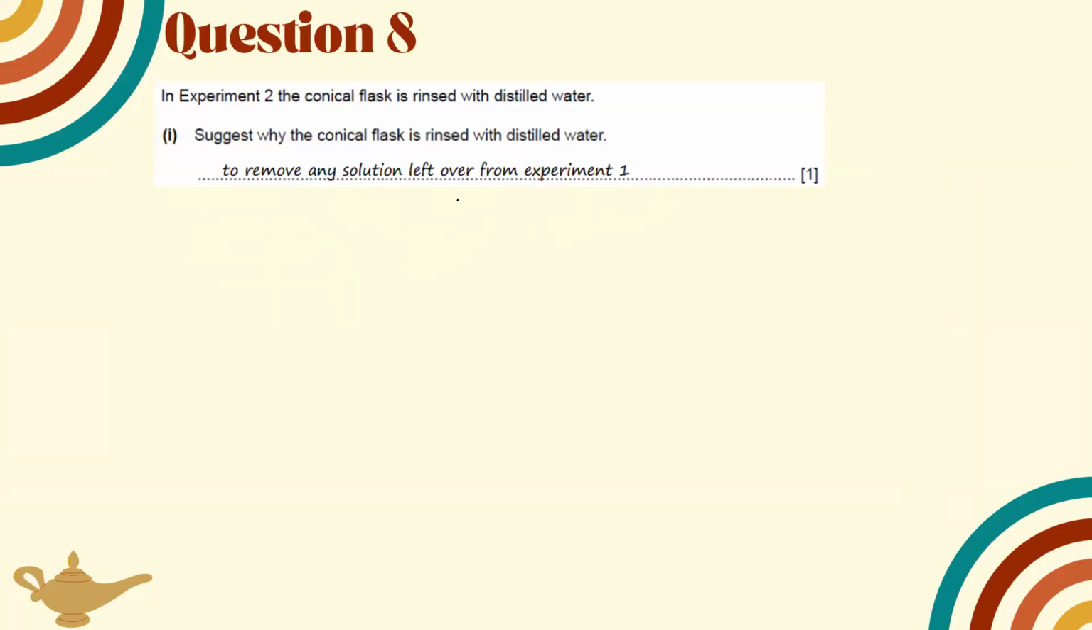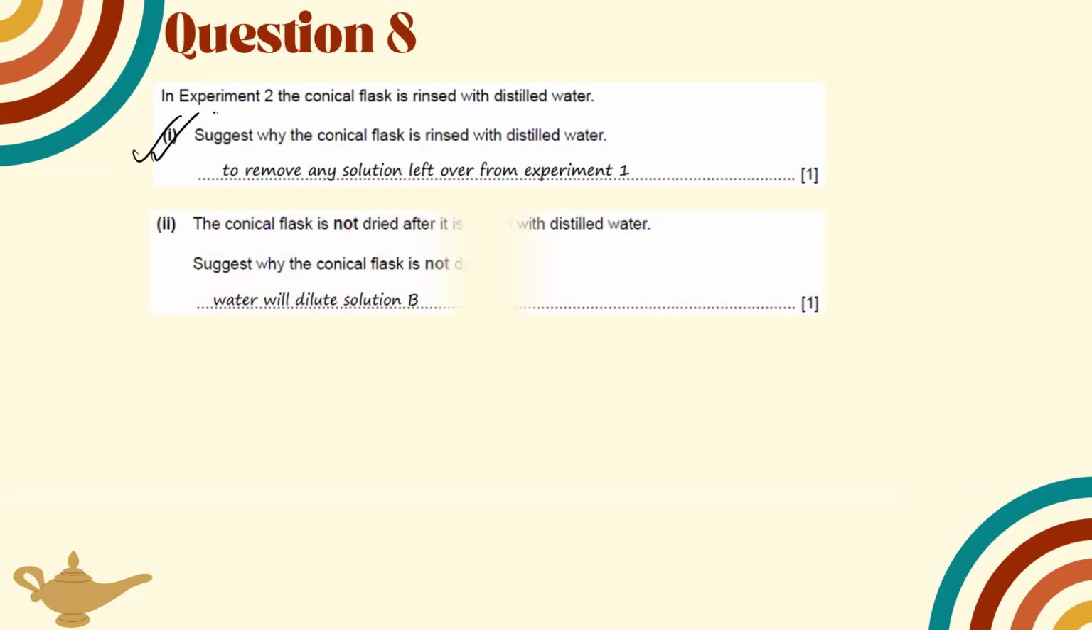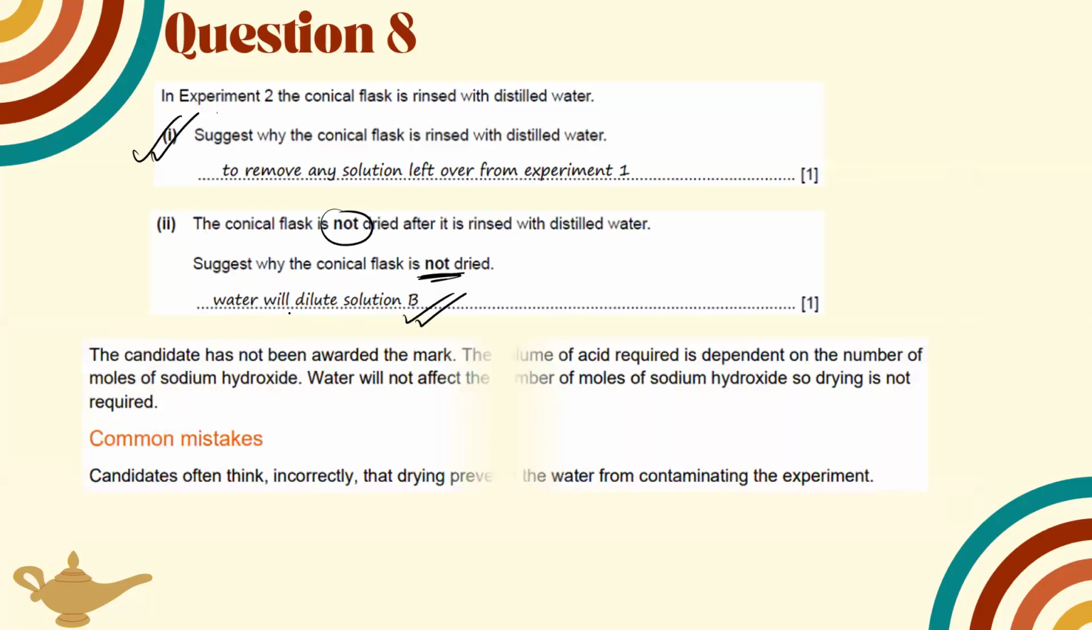Next question. In experiment 2, the conical flask is rinsed with distilled water. Suggest why: to remove any solution left over from experiment 1. Again, very common. The conical flask is not dried after it is rinsed with distilled water. Suggest why the conical flask is not dried. Water will dilute solution B. So if we are taking solution B, if it is more dilute than solution A, then water will not affect it. If you're not drying, then no problem if it is dilute.